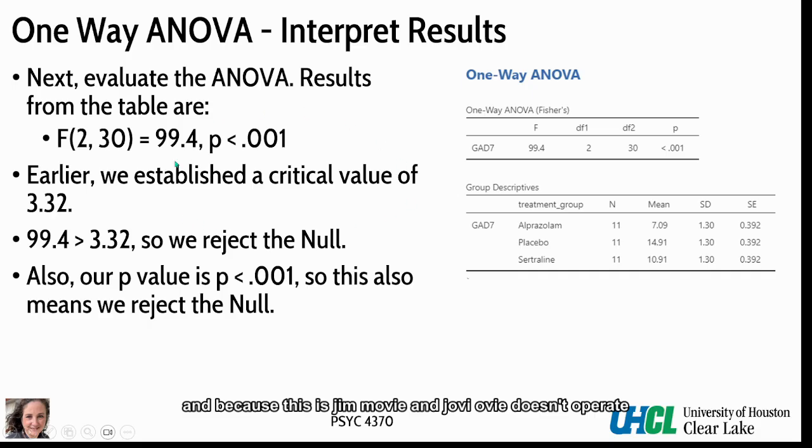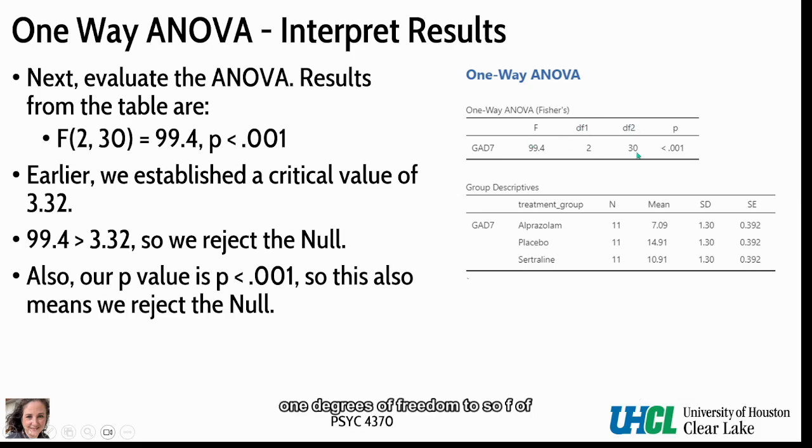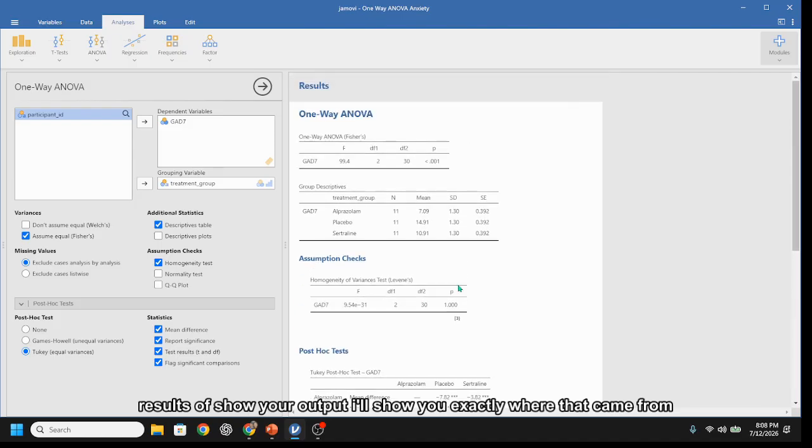And because this is Jamovi, and Jamovi doesn't operate by critical values, it operates using the p-value. If you looked at your p-value, you would get p is less than 0.001 right there. And there's our F. There's degrees of freedom 1, degrees of freedom 2. So F of 2 and 30 is 99.4, which is p less than 0.001. And if you look in your results, I'll show you the output. I'll show you exactly where that came from. That comes from right there.